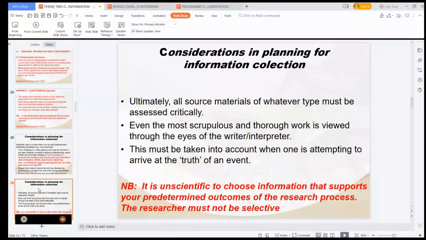Ultimately, all source materials of whatever type must be assessed critically. Even the most scrupulous and thorough work is viewed through the eyes of the writer or the interpreter. This must be taken into account when one is attempting to arrive at the truth of the event.